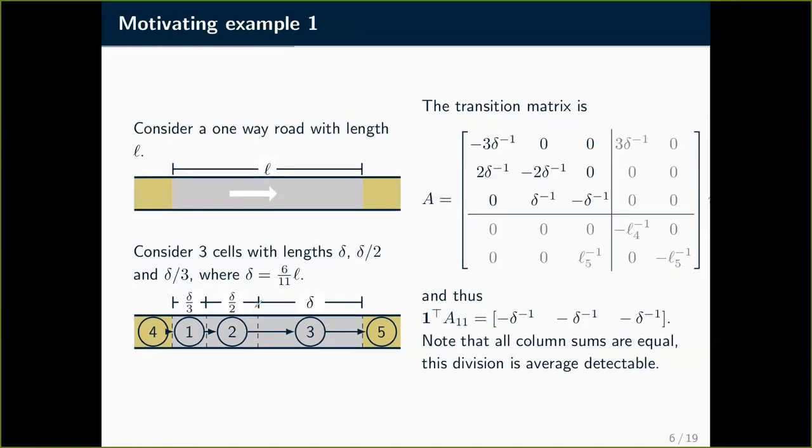Now we consider the same scenario, but we change the length of each cell, with these particular choices shown in the picture. For this case, if we calculate the transition matrix and do the column sums of the matrix A11, we find that indeed, for this particular choice, we do satisfy the average detectability conditions.